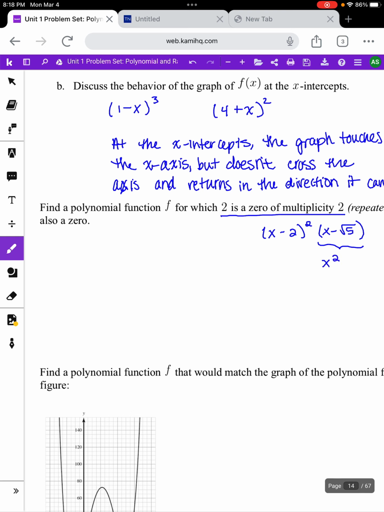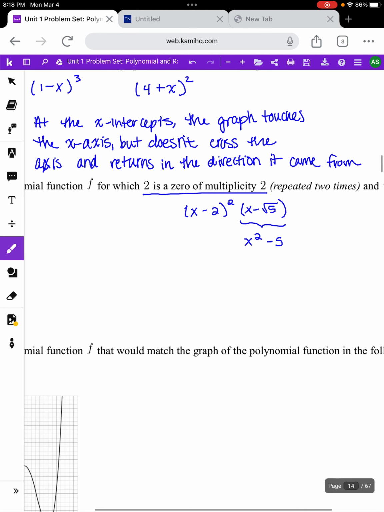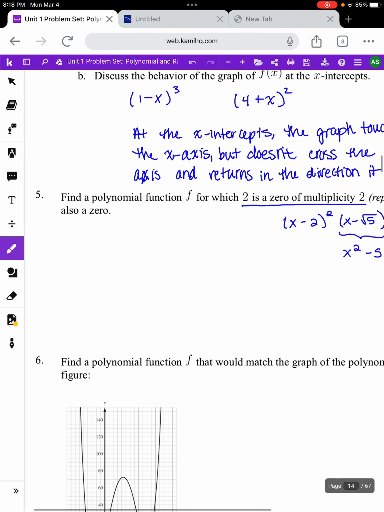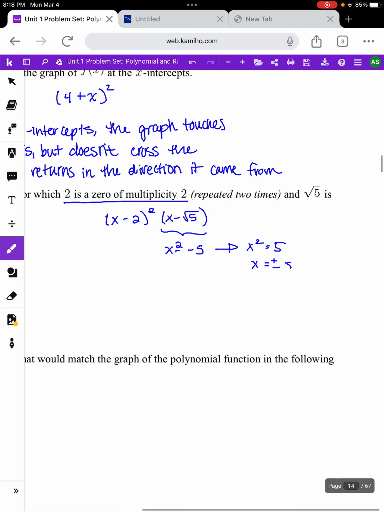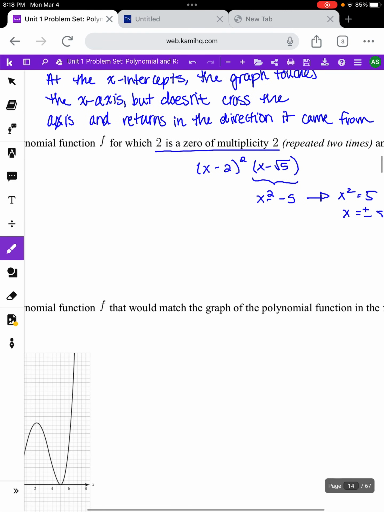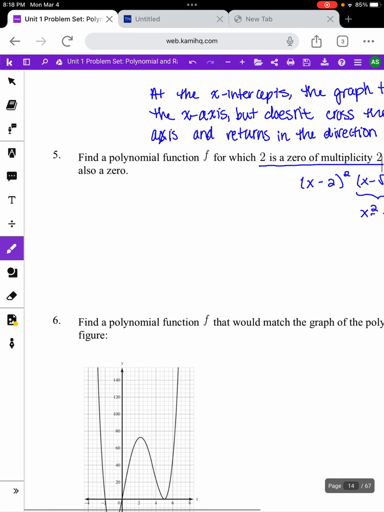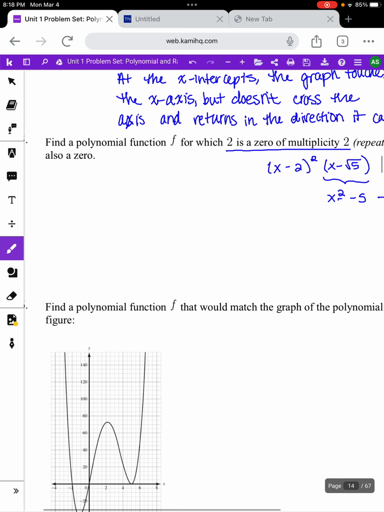X squared minus 5 is a solution. Because if I were to solve that, I would get x squared equals 5 and x equals plus or minus root 5. And this isn't saying of least degree, okay? So what I did was I introduced a new solution here by changing it from linear to a quadratic. It just says that root 5 is also a 0. It doesn't say anything about negative 5, and it doesn't say that I'm looking for a least degree polynomial, so I'm going to go ahead and use this because I know it's going to work.